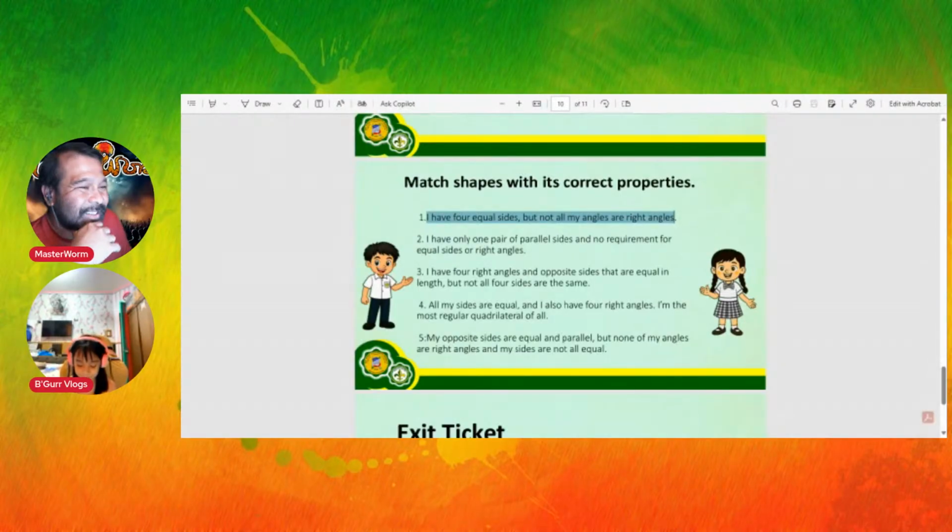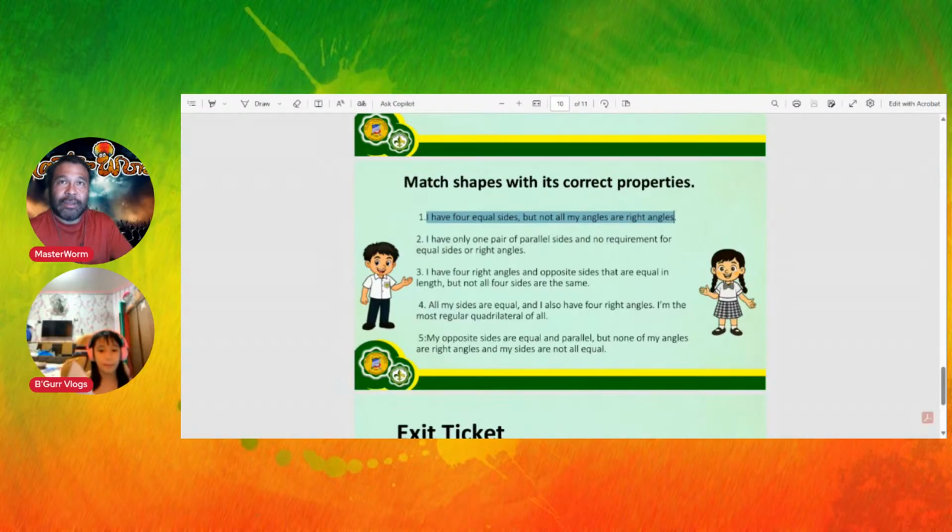All right, the answer is rhombus. Do you have a piece of paper there? Yes, Daddy. So I have four equal sides, but not all my angles are right angles. It's called a rhombus. Right, baby? It's a rhombus. Yes, Daddy. You have to take note of that.